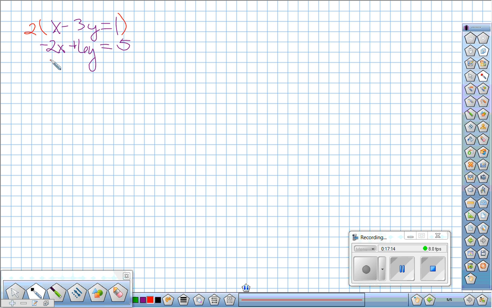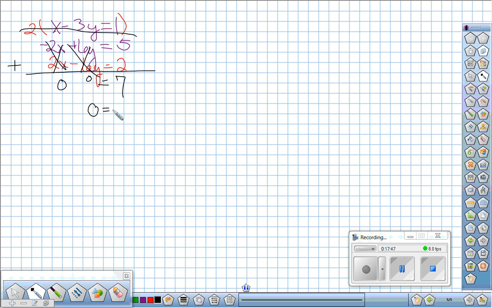So 2 times x is 2x. 2 times negative 3y is negative 6y. And 2 times 1 is 2. But there's kind of some problems here when we go to add these up. We're ignoring the top one and adding these because we always add. I have negative 2x and a positive 2x, so that will be 0. Then I have 6y minus 6y, which is also 0. And 5 and 2 give me 7.